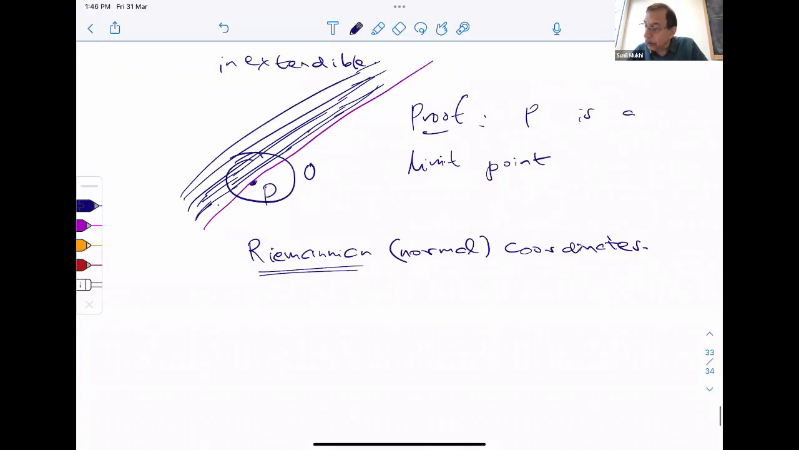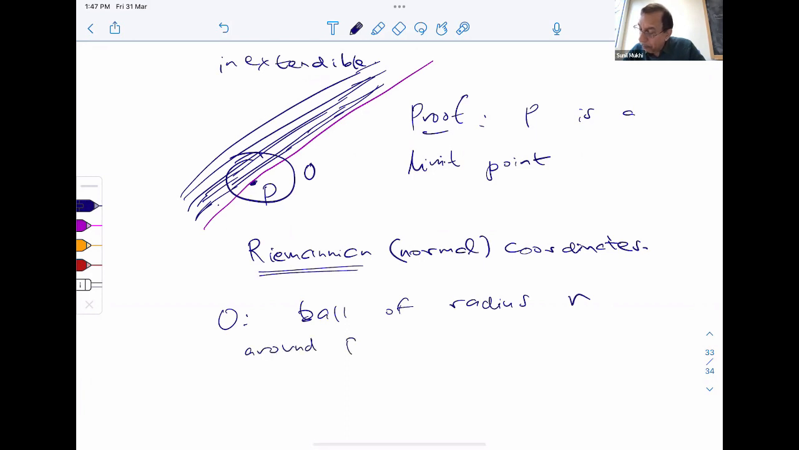Okay, so you take those and take this O to be a ball of radius, what have I called the radius? R, around P. Okay, and as we've seen, this ball intersects all infinitely many or some infinite subsequence of this curve. So let's just focus on that infinite subsequence.